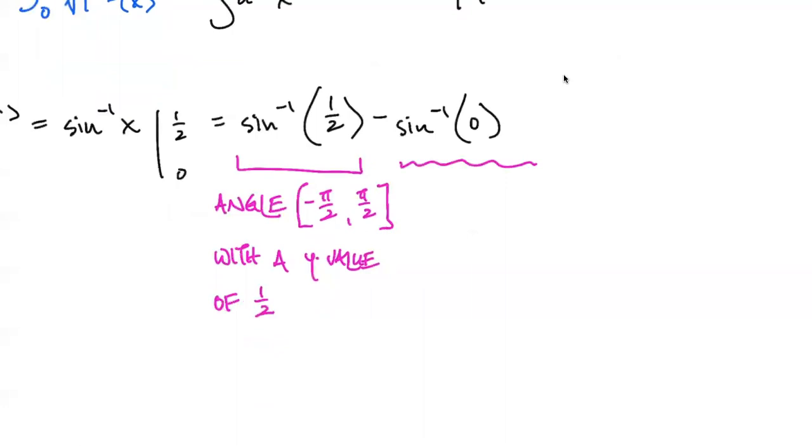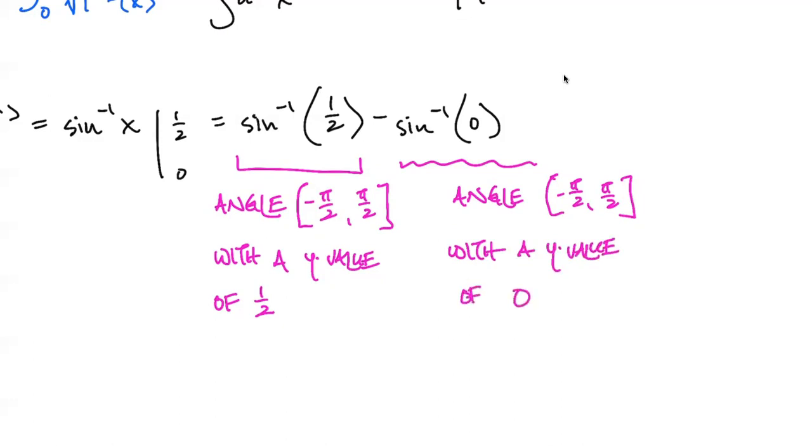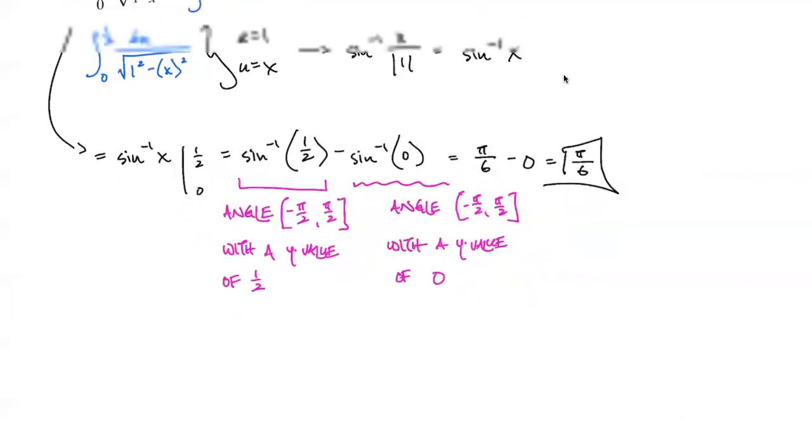Similarly, this second part is asking us to find an angle that is between -pi/2 and pi/2 with a y value of 0. And so if we think about that on our unit circle, we'll find that the first angle is going to be pi/6, and the second angle is going to be 0. And so we end up with an answer of pi/6.